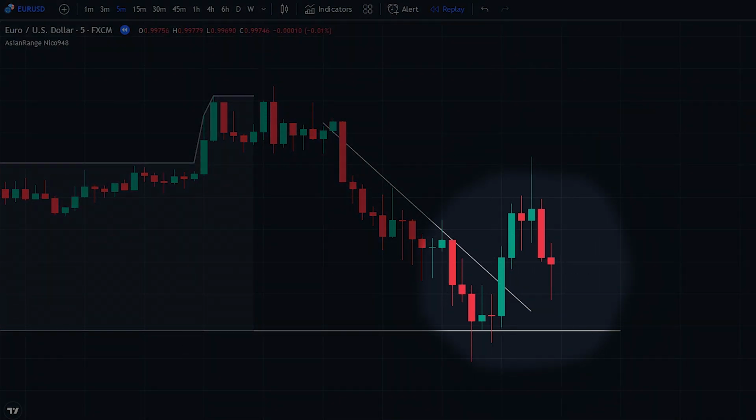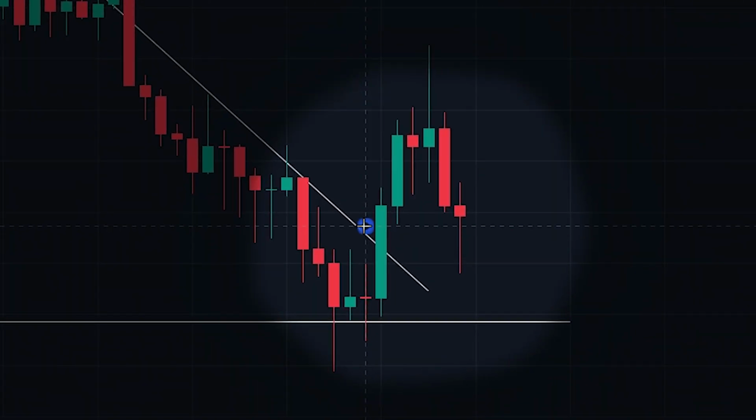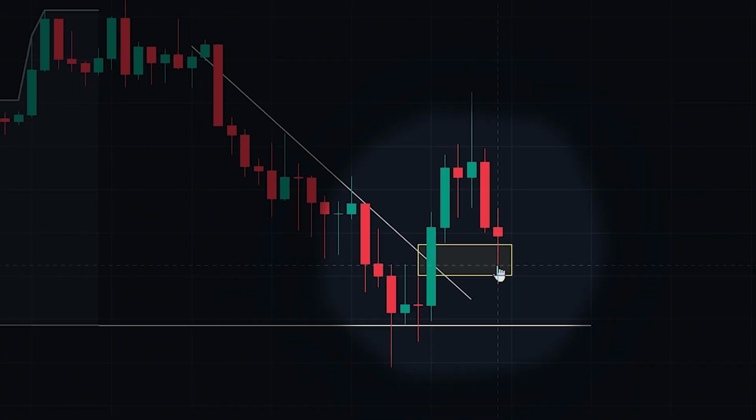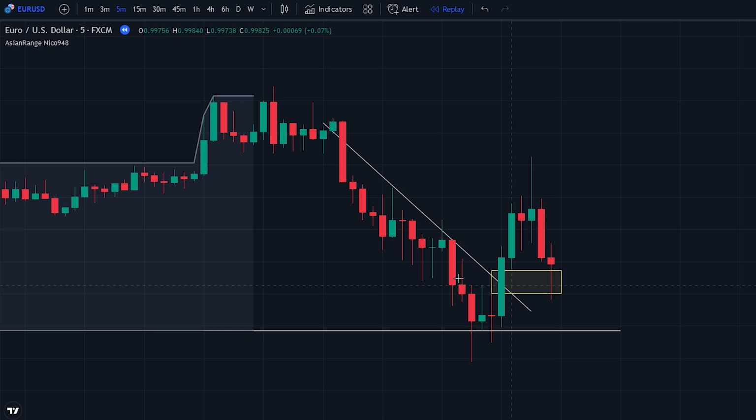Now that we have spotted the fair value gap, let's draw a box around it and wait for the price to fill this gap so that we can enter into the position. As you can see, this happened here. Now let's enter into the position.